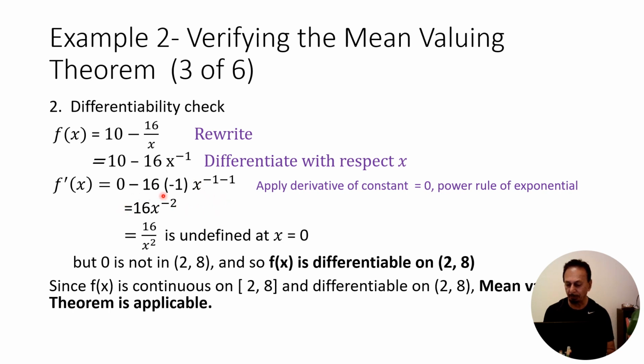So we have 0 minus 16 times negative 1 times x to the negative 1 minus 1. Now minus 1 minus 1 becomes minus 2. So we have 16 times x to the negative 2. Now I can rewrite that as 16 over x squared, which is undefined at x equals 0. But 0 is not in the open interval. And so f of x is differentiable on the open interval. Since f of x is continuous on the closed interval [2, 8] and differentiable on the open interval (2, 8), the mean value theorem is applicable.